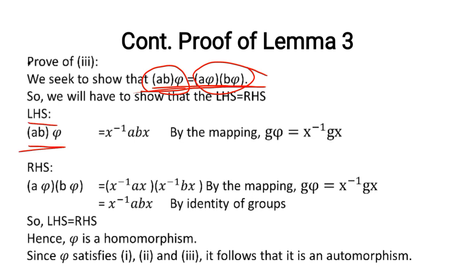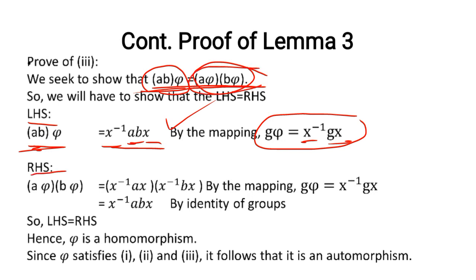We have this. Now we already know what the map does. The map says whenever you pick an element, give it x inverse in front and x behind. So it picks AB. What does it do to AB? It puts x inverse in front and x behind. You can't do any more. That's all to it. So you finish the left-hand side. What of the right-hand side? Right-hand side says A phi, B phi, which is what you have here.